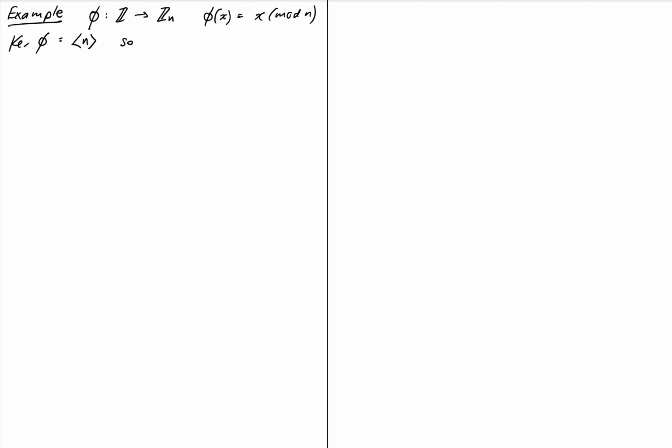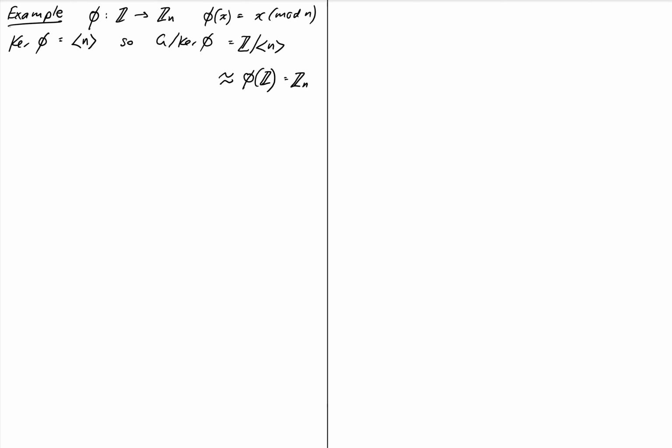So if we're going to translate the language of our theorem into the language of this example, the factor group of the kernel here is the factor group of Z, quotiented with the cyclic subgroup generated by n, and we know that this is isomorphic to phi of Z, which we know is equal to Zn. So the first isomorphism theorem is telling us that this is isomorphic to Zn like this.